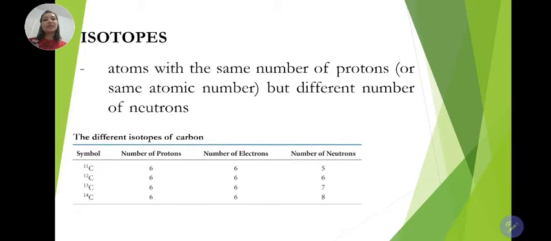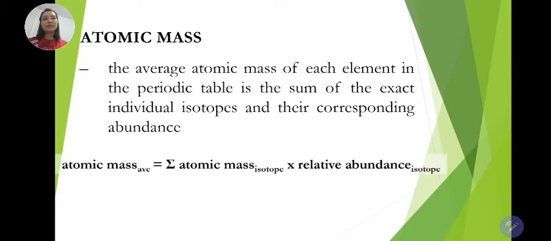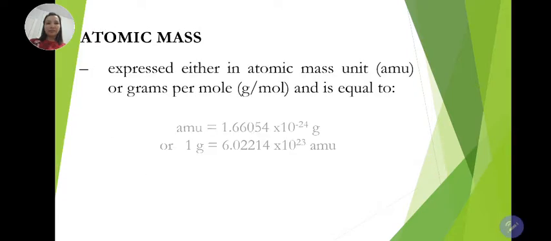So, we have discussed isotopes, those atoms with the same number of protons or the same atomic number but with different mass number or number of neutrons. So, we have atomic mass. This is the average atomic mass of each element in the periodic table, having the sum of the exact individual isotopes and their corresponding abundance. So, this is the formula. And that is the equivalent atomic masses.